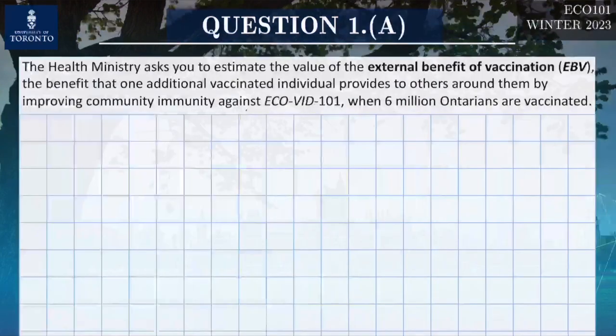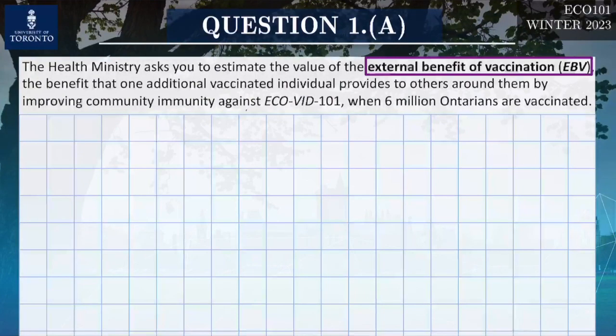And in part A, what we are asking about is the external benefit of vaccination, which is the benefit that one additional vaccinated individual provides to other people around them by the fact that they increase herd immunity. Well, this is, of course, the marginal external benefit of vaccination. So don't get too confused by those new terms. They are in fact the same ones that you know according to the definitions. We just need to apply them and find what is the marginal external benefit when quantity is 6 million doses.